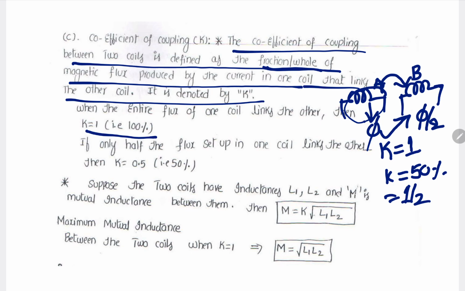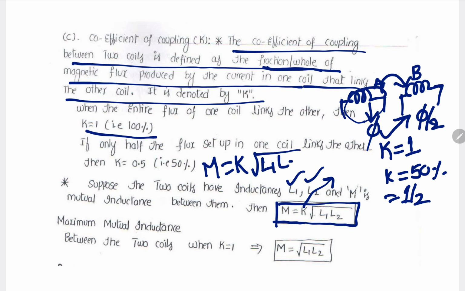Suppose two coils have self-inductances L1 and L2, then what is the mutual inductance formula? M is equal to K root L1 L2. This is a very important formula. This K is nothing but the coefficient of coupling. So the K value may be 1 or half based on how much fraction of the flux is linking with the second coil. So the very important formula: M, the mutual inductance, is equal to K into root L1 L2. L1 and L2 are the self-inductances of coil 1 and coil 2. M is the mutual inductance between coil 1 and coil 2.